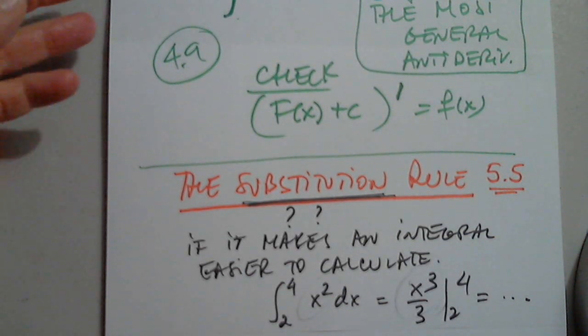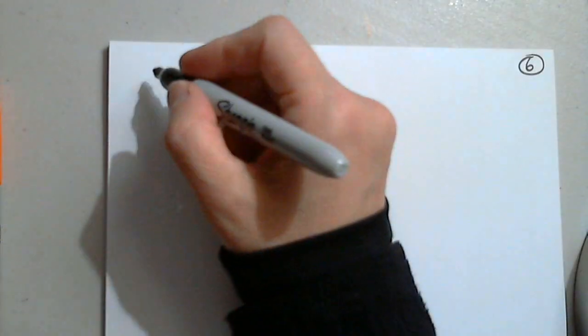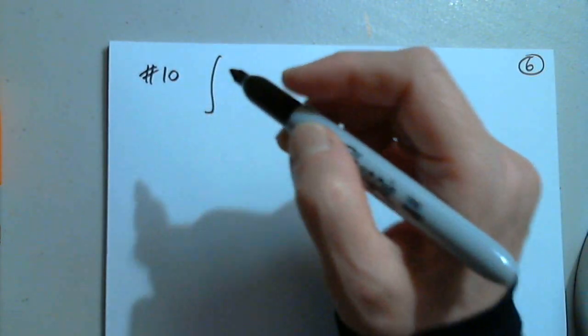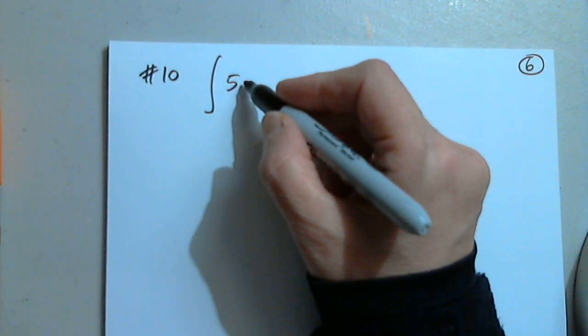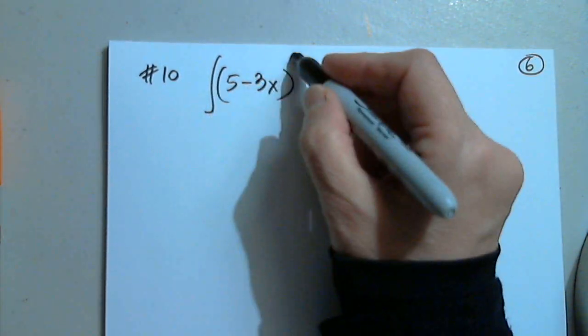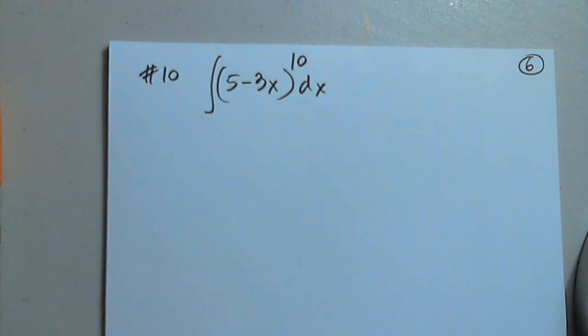Yes, I'm ready. Who would like to pick? If not, I will. Number 10. We want to start with number 10. And this is the indefinite integral of (5 minus 3x) to the 10th power dx.